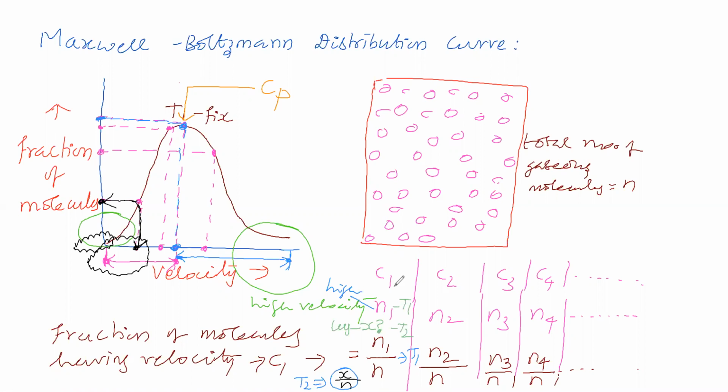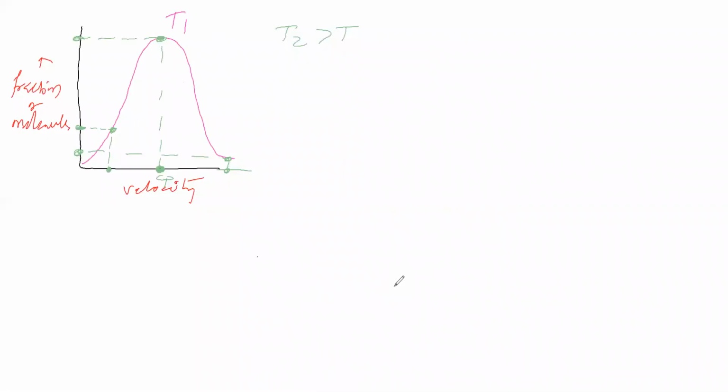Now you are asking how X will be less than N1, since we said X is less than N1. You are having confusion, so we will see that. We will take different gaseous molecules, many gaseous molecules, and now we will take the velocity equal to C1.